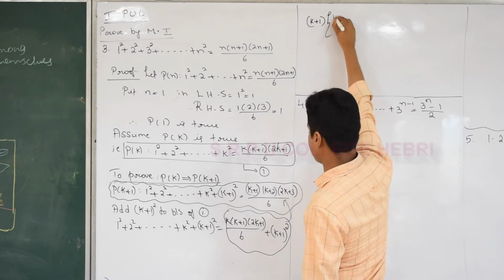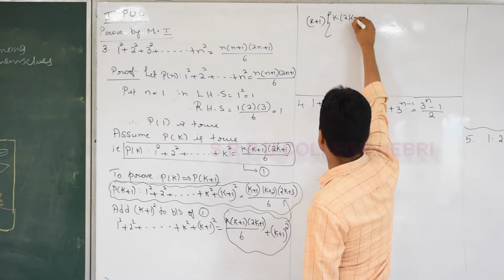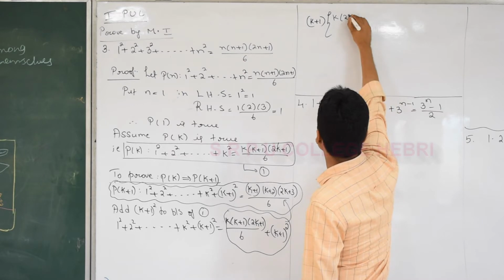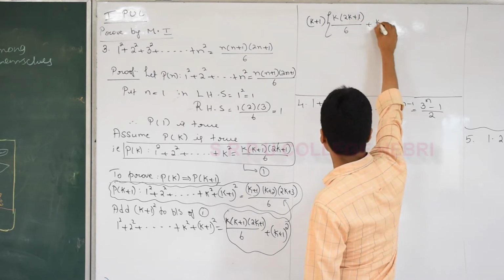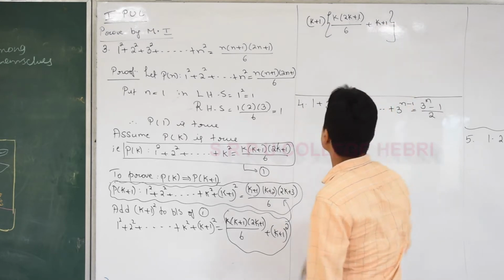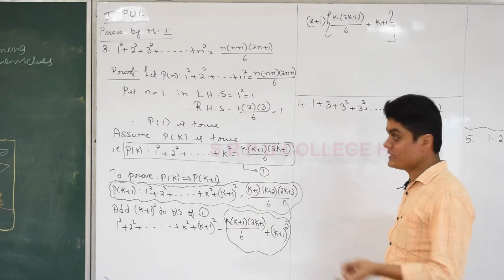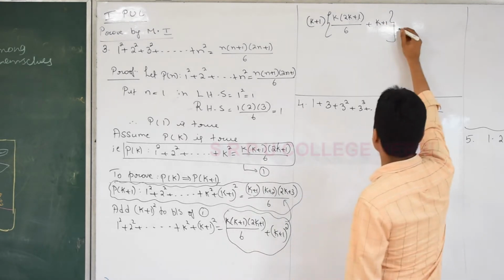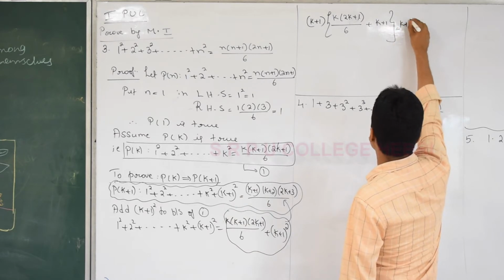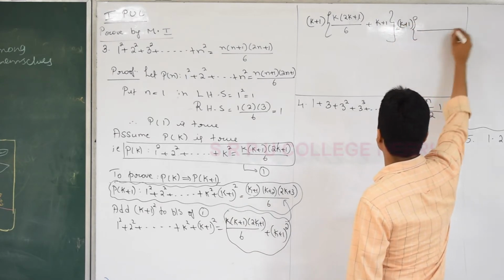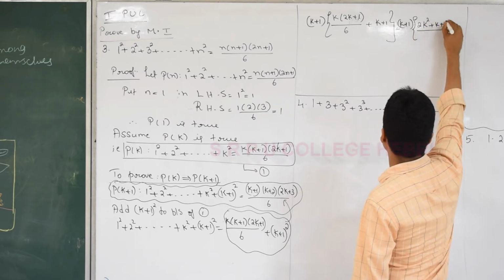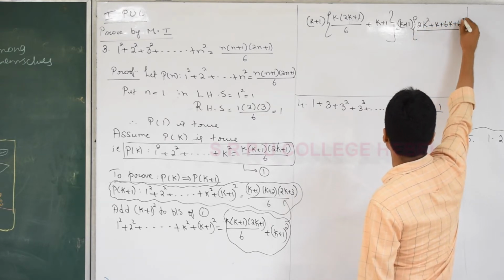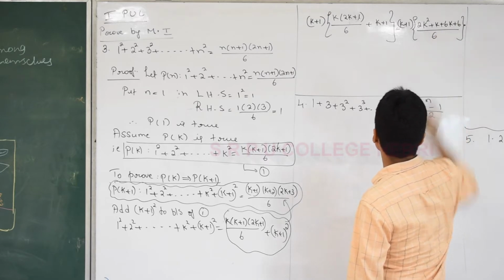Inside, we get k into 2k plus 1 divided by 6 plus k plus 1. Take the common term outside. Now take the LCM. K plus 1 will remain as it is. Taking the LCM, what do we get? 2k square plus k plus 6k plus 6, divided by 6.